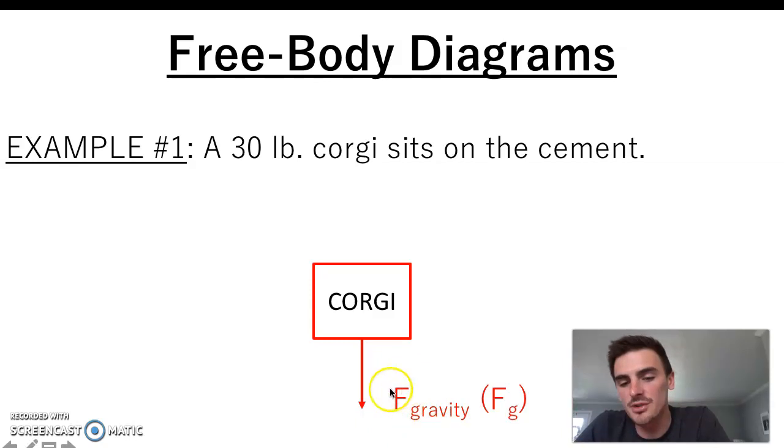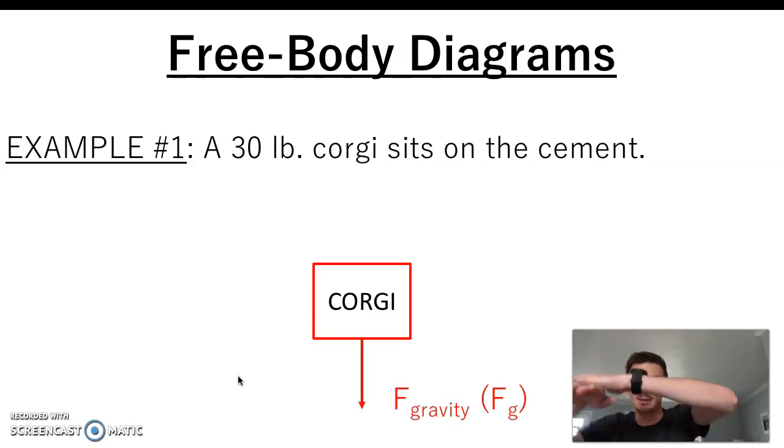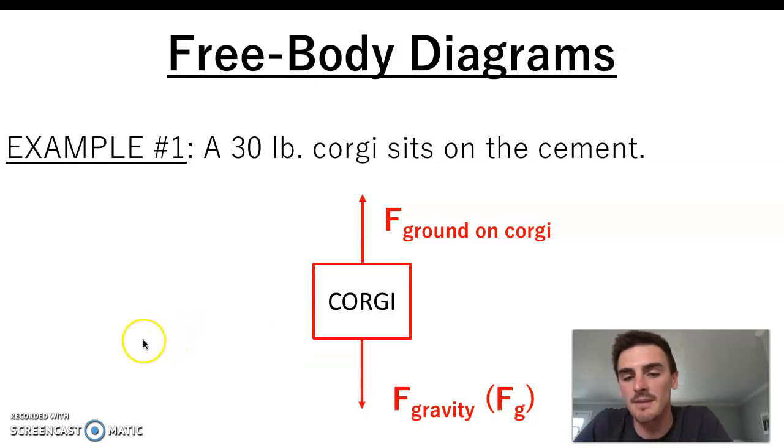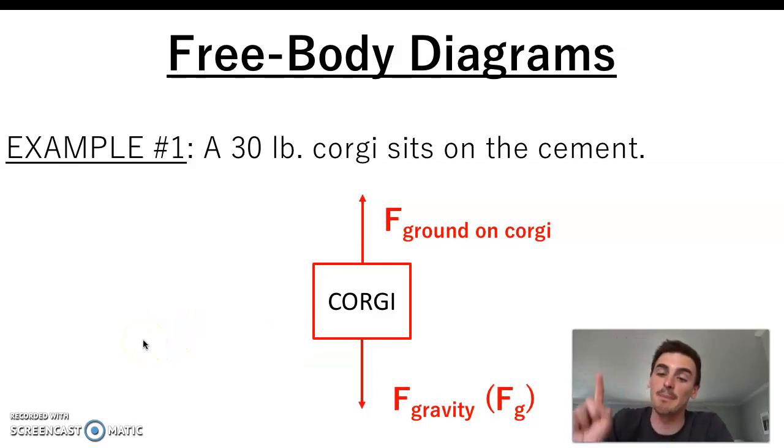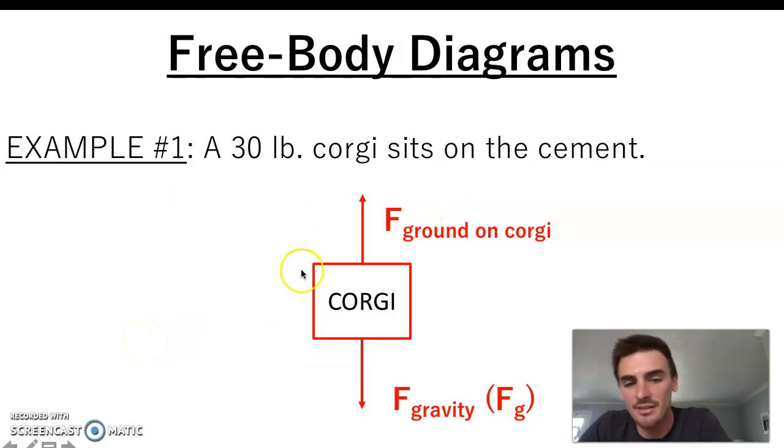Usually we'll write forces as a capital F, and then we'll subscript what the force truly is. We can put F of G as the force of gravity. Now, if I stopped right now, that corgi would be falling and falling and falling, and we know that's not the case. So if the corgi's sitting there, something has to be pushing back up on it. We don't think about it like this, but really what's happening is that the ground is pushing back up on the dog. And now we can see with these forces, they cancel each other out, and that's why the dog is at rest.